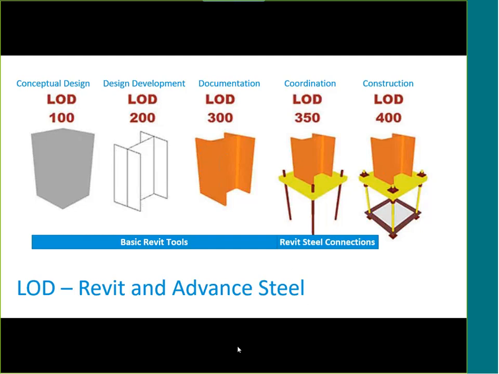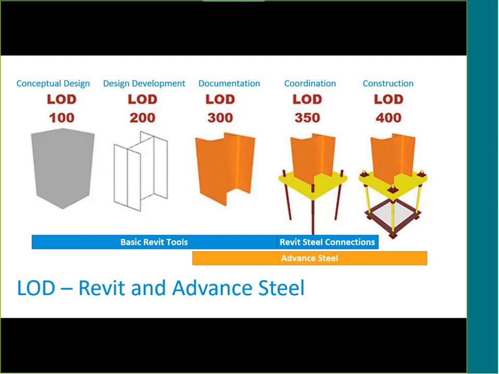Then they added an add-on called Revit Steel Connections, and it moved it up into the LOD 350, a tiny bit into the 400 level for some things. A big change came about in Revit 2019, so that all the things that are in the Revit Steel Connections are also now part of Revit. So it's a basic Revit tool. All of the Revit Steel Connections are part of Revit 2019.